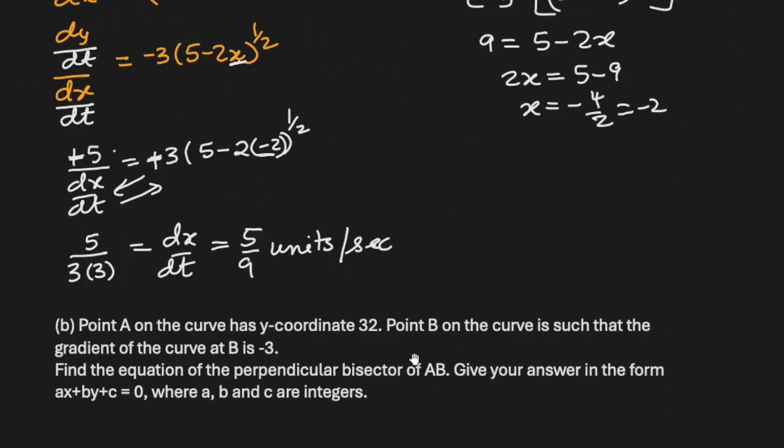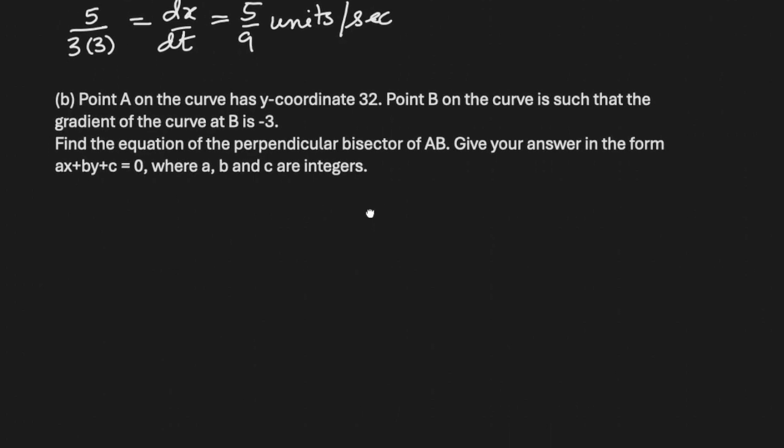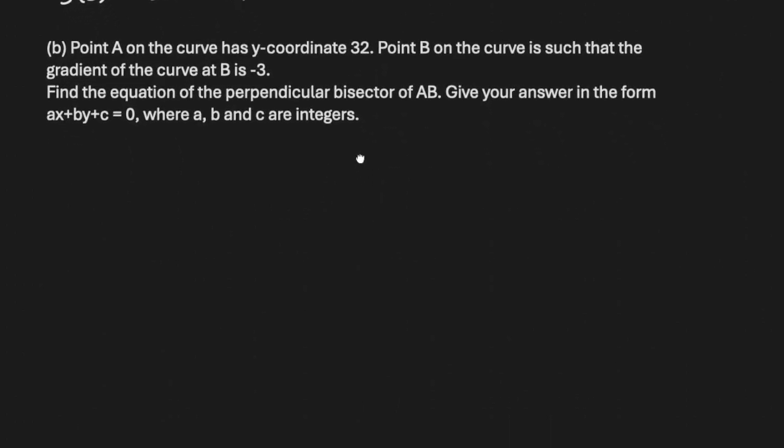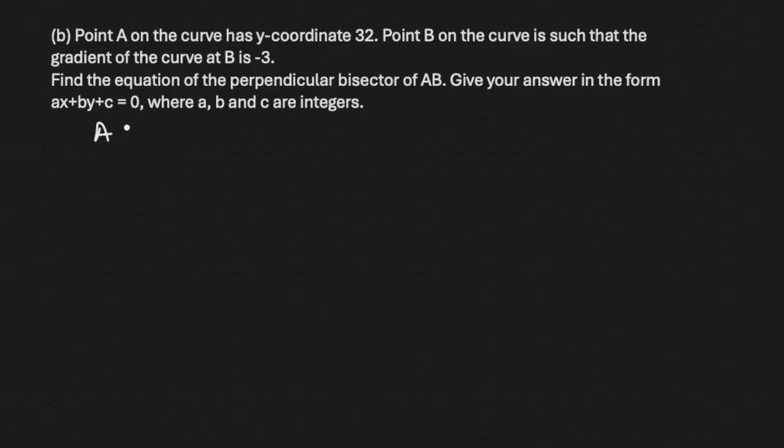Okay, next part, B. Point A on the curve has y coordinate 32. So A is a point whose y coordinate is 32, and we just got that the x coordinate is minus 2. Point B on the curve is such that the gradient of the curve at B is minus 3. Gradient, which is nothing but dy over dx at B, is minus 3. Find the equation of the perpendicular bisector of AB.